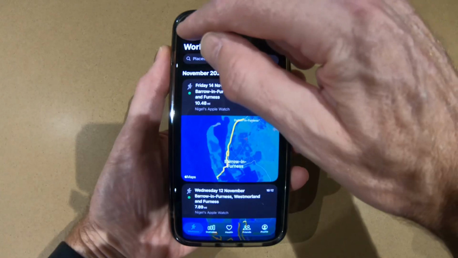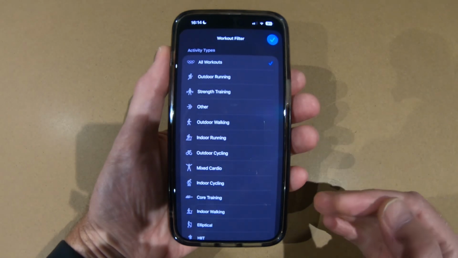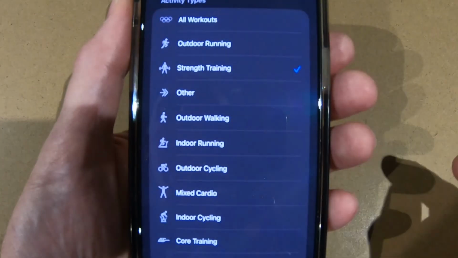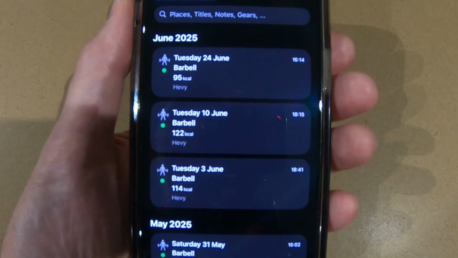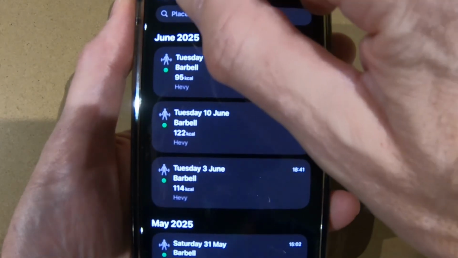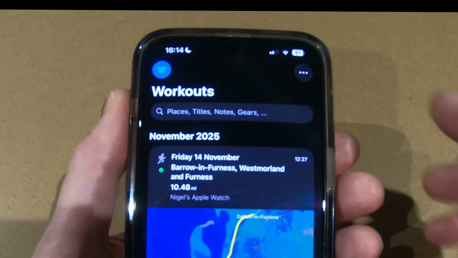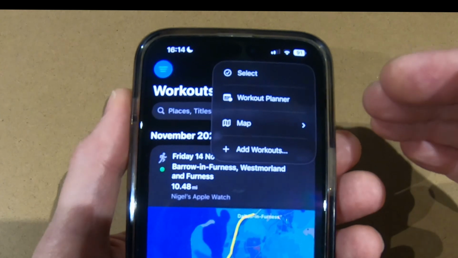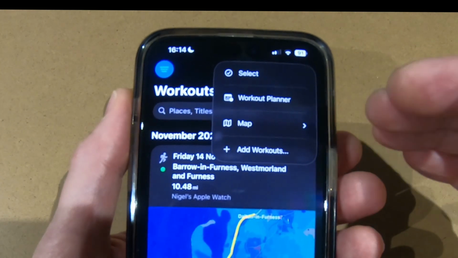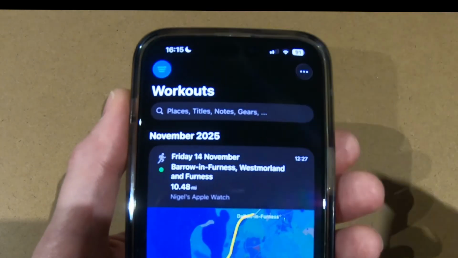If I go to the top left side, I can filter the workouts. So if I wanted to see my strength training, I could select strength training, and that will show all the strength training workouts I've completed. Generally, I leave it on all workouts. On the right hand side, you can select workout planner, what type of map you want to look at, and you can also add workouts from this menu.